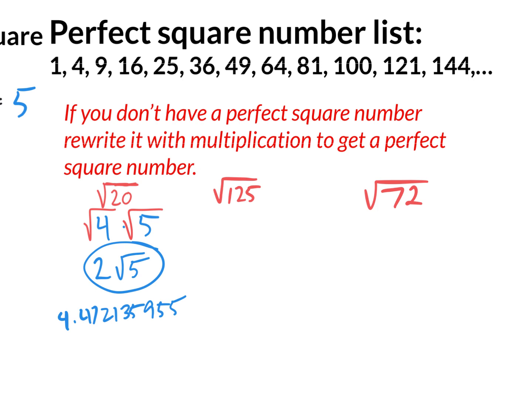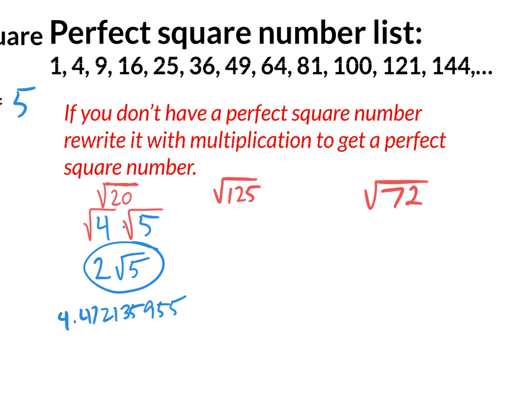Should I rewrite it as 5 times 25 or 25 times 5? Actually, yeah, 25 first and 5 second. So the idea is you want a perfect square number. And if you think about 25, is it divisible by 4? No. Is it divisible by 9? No. Is it divisible by 16? No. 125 is divisible by 25.